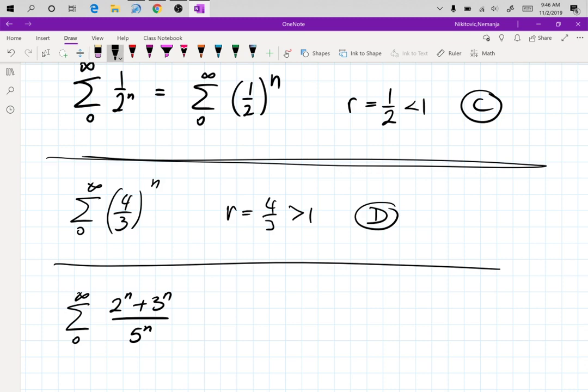Can you add 2 and 3 into 5? No, you can't. But what can you do? Separate into two sums, because you have a plus in the numerator. So you separate this into two sums, 2 to the n over 5 to the n, plus another sum, 3 to the n over 5 to the n.